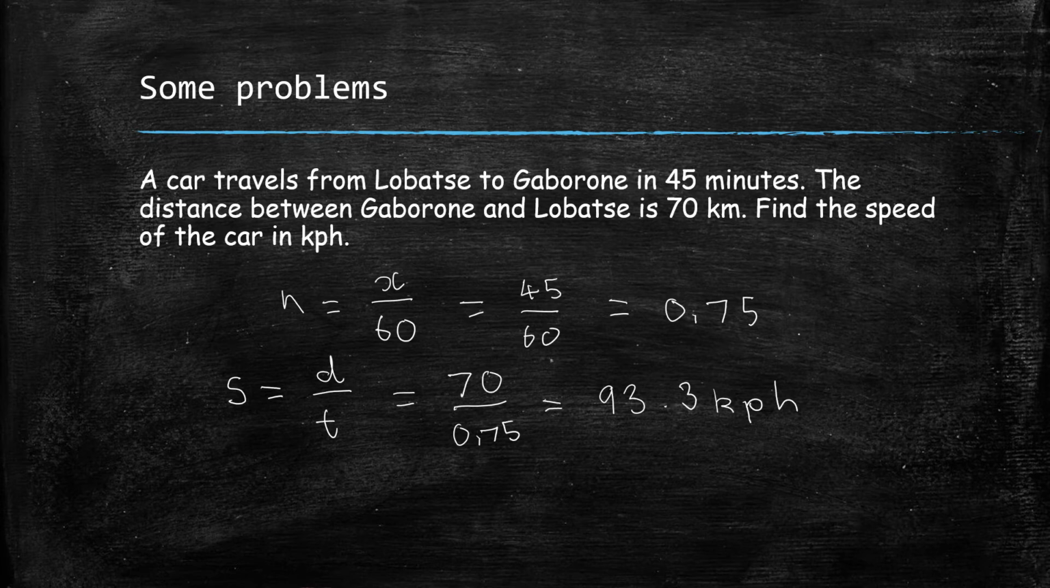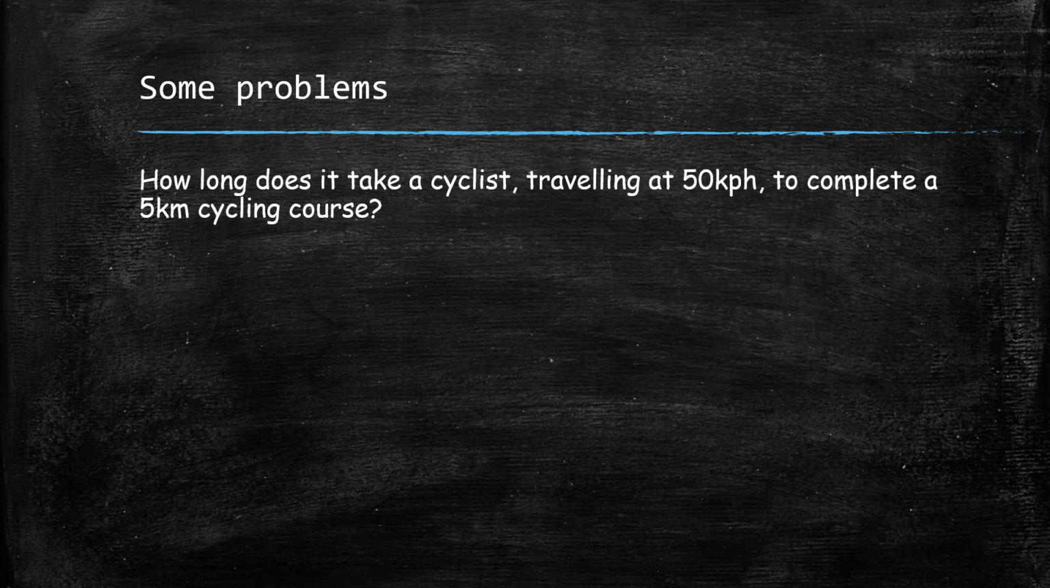Now let's move on to another problem. How long does it take a cyclist traveling at 50 kilometers per hour to complete a 5-kilometer cycling course? Now we have the speed and the distance, but we have to find the time.